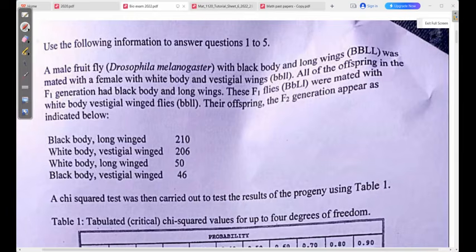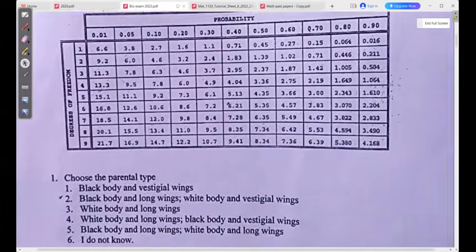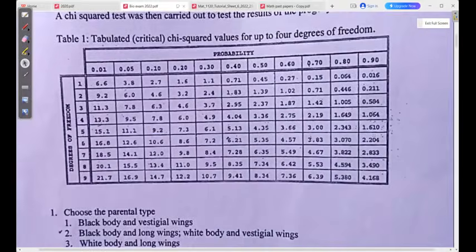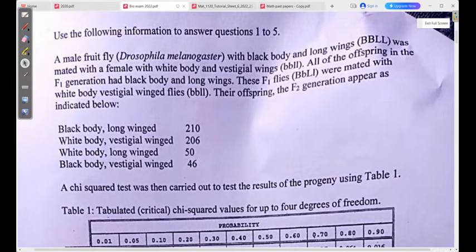From the look of things, this question is coming from genetics, and it's a chi-square. So for us to answer these 5 questions, we have to conduct what is known as a chi-square. Let's first briefly understand what the chi-square is, because we cannot answer this question without understanding what the chi-square is. So we'll come back to this question.